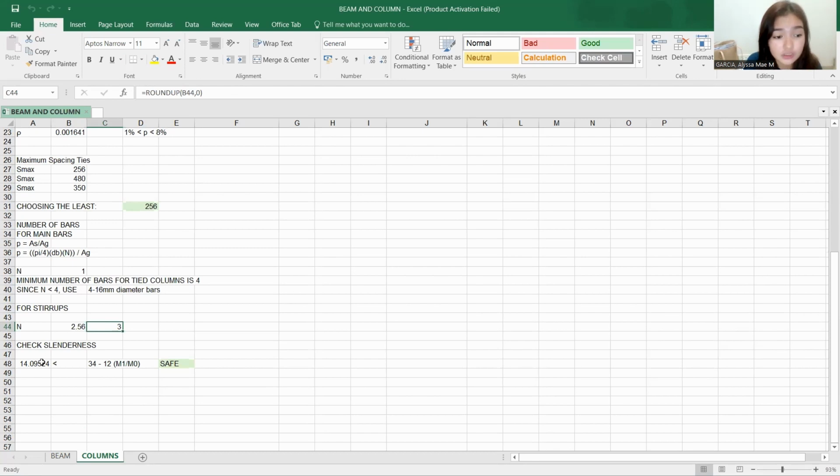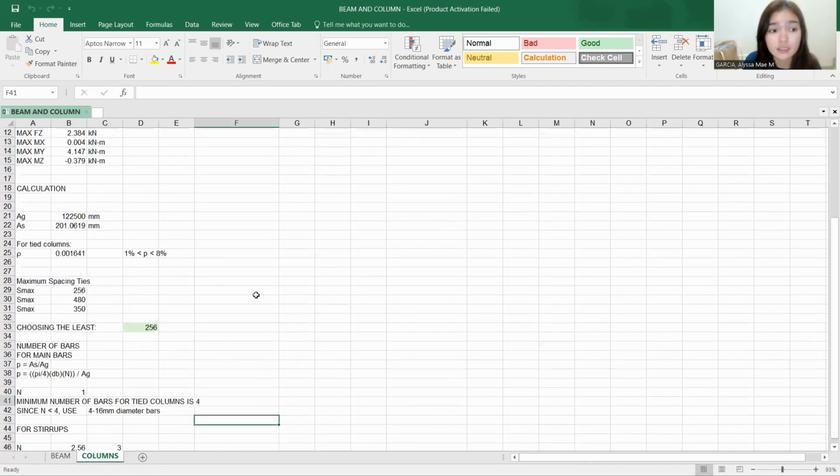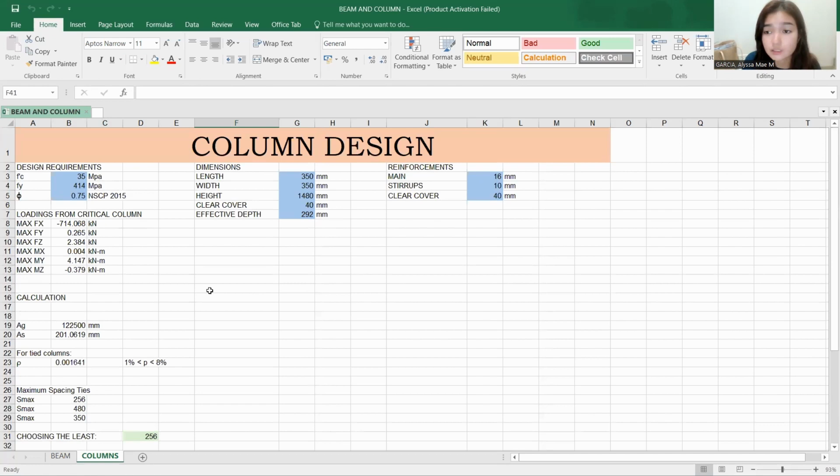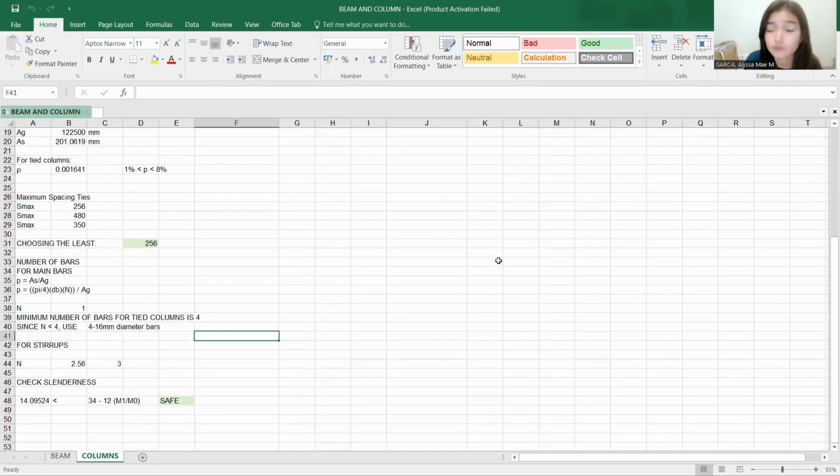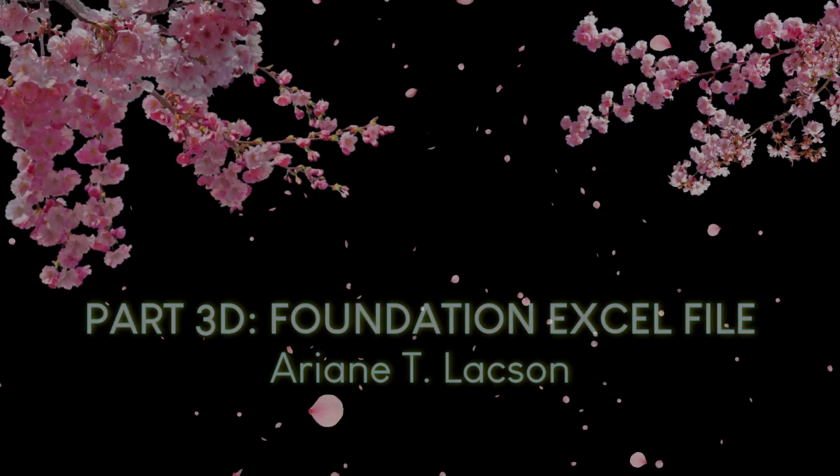And checking the slenderness ratio of the column, we have here Lu over r, which is less than 34 minus 12 M1 over M2. Thus, we can conclude that the column is safe. This calculation will be applied for all the columns of the building, and we only took the critical column. So we can design the whole column with this number of bars, 4 main bars and stirrups.